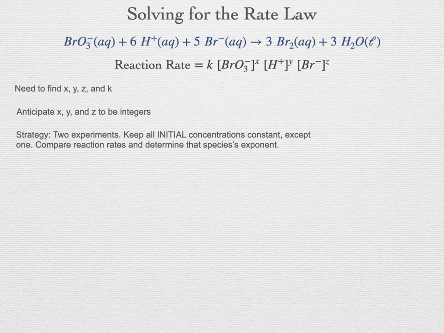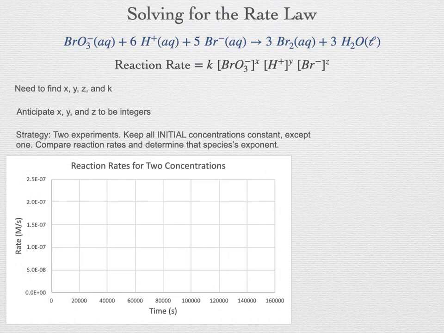Here's a graph of the rate data for 2 experiments. The first experiment is the reaction rate data we've been looking at for this reaction up to this point. The second experiment is also reaction rate data, except that the initial concentration of bromate is twice that which it was in the first experiment, 3 millimolar versus 6 millimolar. Everything else was the same.